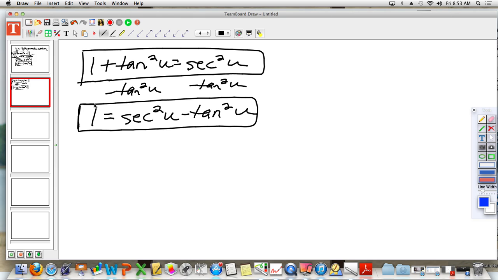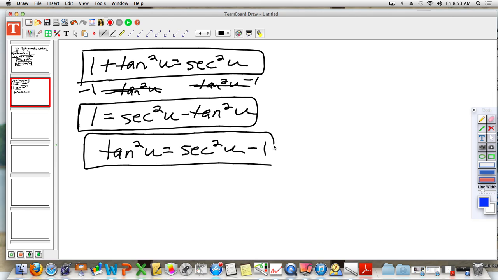All right, let's do the same thing with the 1. Let's get rid of the 1, so I'm going to cross that off. I'm going to subtract 1 from each side. So I'm going to have the tangent squared of u is equal to the secant squared of u minus 1. That means the same thing too. These are all built off of the 3 Pythagorean theorem identities that are listed on your pink paper.